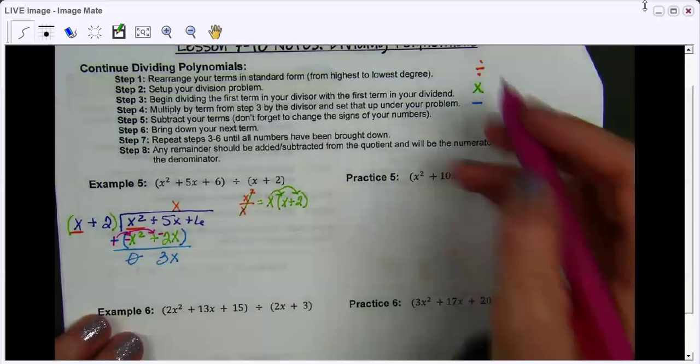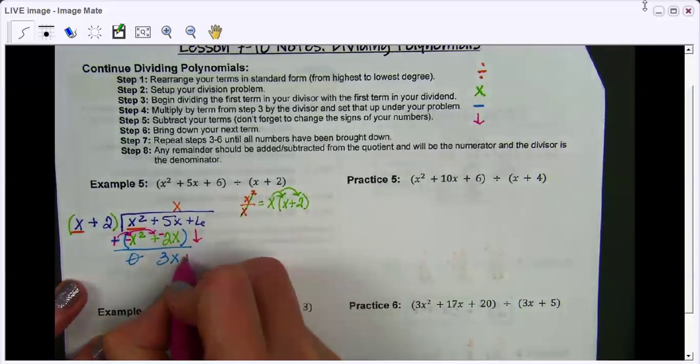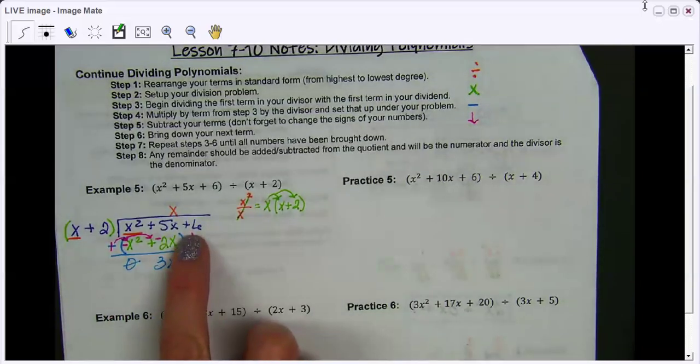Our last step is to bring down. So we're going to bring down the 6. That is the first major step, which comprised 4 steps. So that was step 1, A, B, C, D. We haven't divided into the 6 yet.